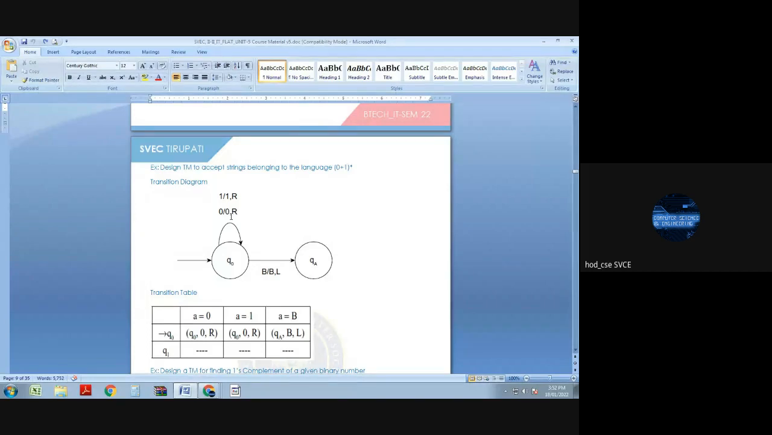So now Q0 initially is reading, and it can take input as 0 or 1. So it goes into the same state Q0, and in both cases it moves to the right hand side when the input is either 0 or 1.